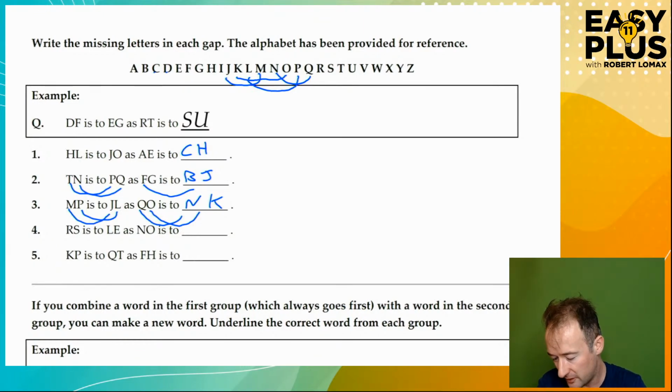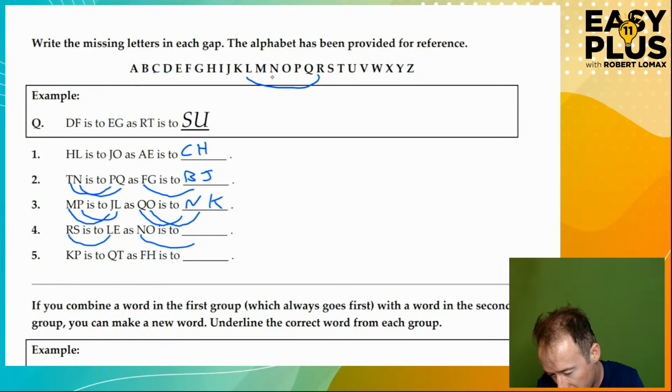Let's do the next one then while we're here. So RS is to LE, so we just look at one letter at a time. R is to L, okay, you know what you're doing by now. But you have to count very, very carefully here, okay, because this one is a little bit fiddly. So 1, 2, 3, 4, 5, 6, we're going back here. So from N, we need to go back 1, 2, 3, 4, 5, 6. Remember, we're not counting the N itself here. So that's H.